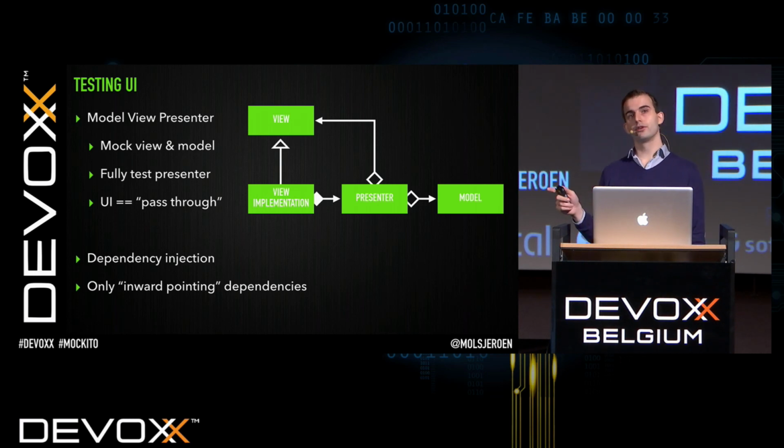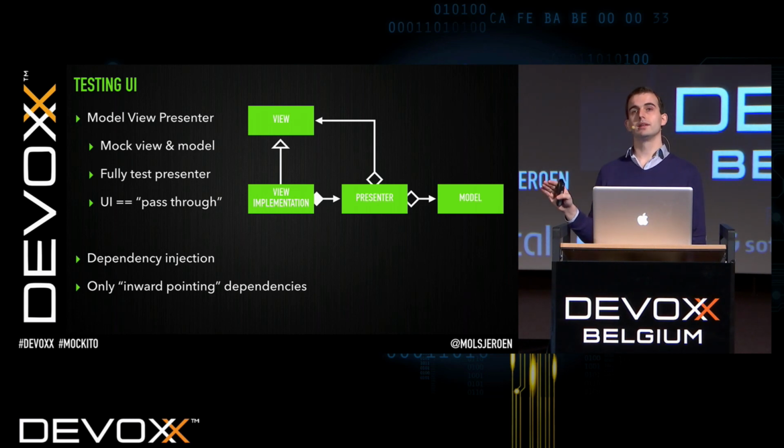So that's the first reason it works: dependency injection. The second reason it works is, again, because this is a clean architecture. All dependencies only point in one direction. The view implementation depends on the presenter, but the presenter does not depend on the view implementation directly.